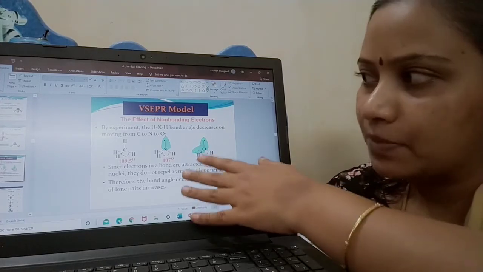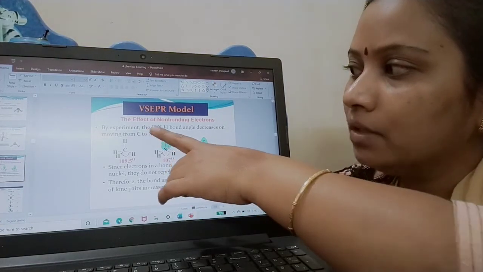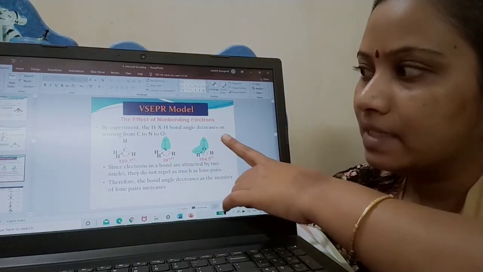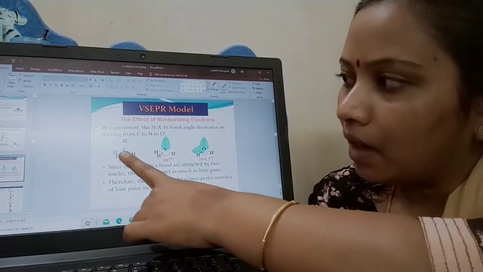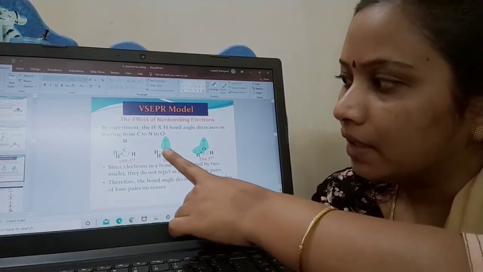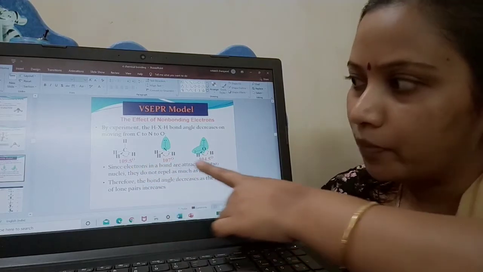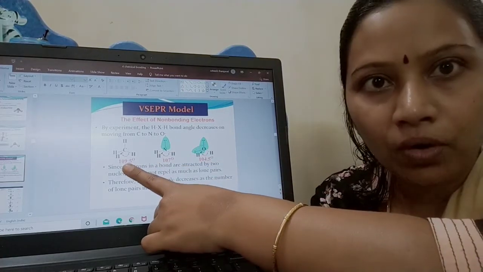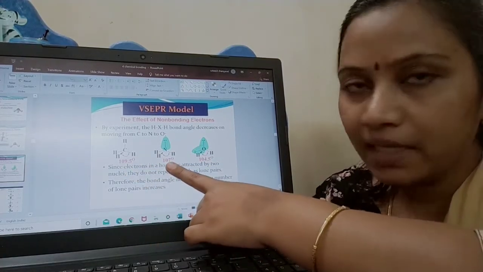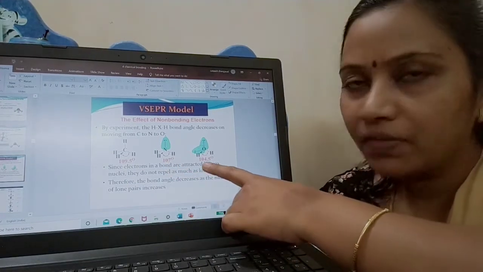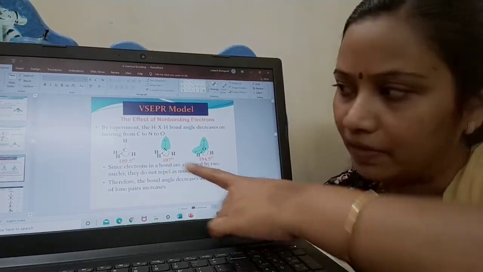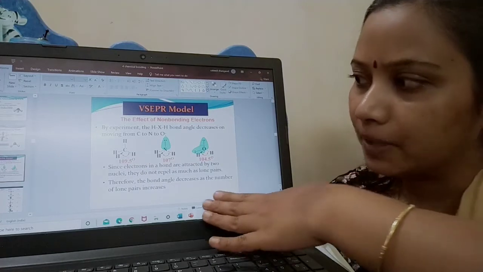In experiment, the H-X-H bond angle decreases on moving from carbon to nitrogen, and nitrogen to oxygen. Obviously, looking at the bond angle, it was 109.5, then it decreased to 107. From 107 it decreased to 104.5. It goes on decreasing.